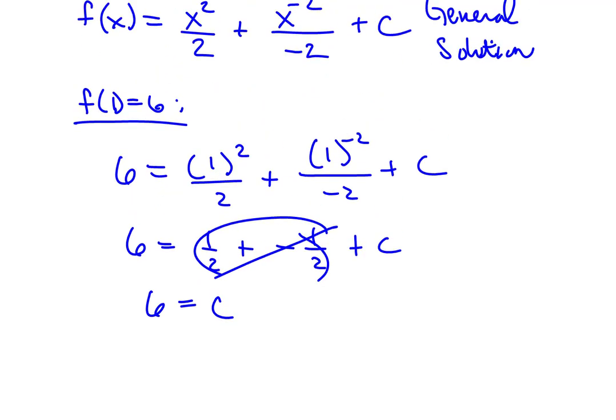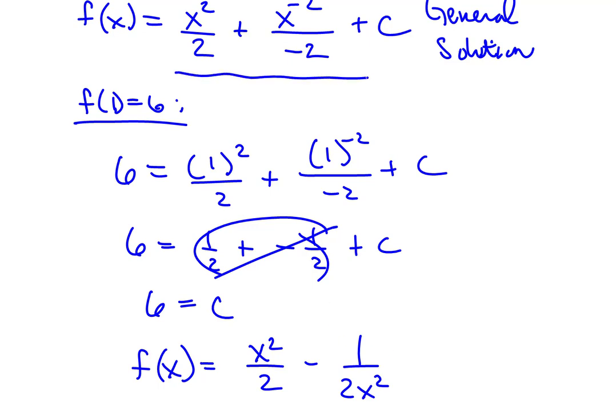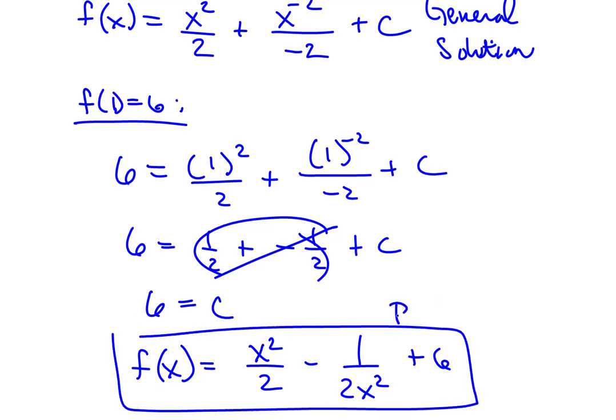which means if we know c, we can put it in place with this general solution and say that f of x equals x squared over 2, and then really we should say minus 1 over 2x squared. That's coming directly from what we had in the general solution, those first two terms. But now if c is 6, I can say plus 6, and this will give me what's known as the particular solution. And it's particular because it's using the extra conditions given.